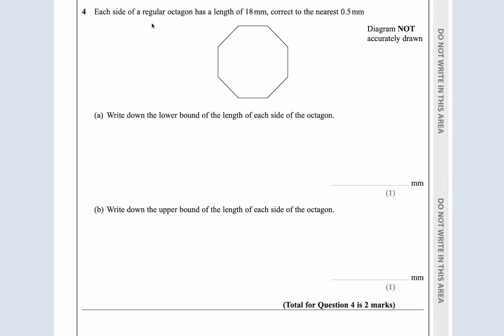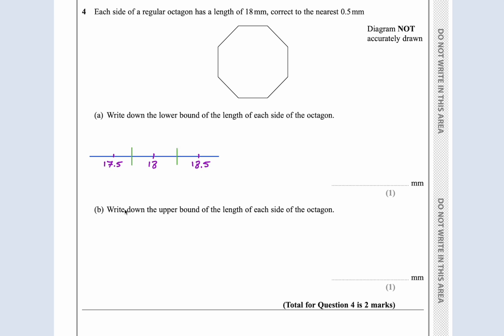Okay, question 4. Each side of a regular octagon has a length of 18 millimeters, correct to the nearest 0.5 millimeters. Write down the lower bound of the length of each side of the octagon. Right, I like to draw a straight line. I then put 18 in the middle. It's correct to the nearest 0.5 millimeters. So the next one up is 18.5, and the next one down is 17.5. Now the lower bound, just be careful here, the lower bound is halfway between these two, and the upper bound is halfway between.